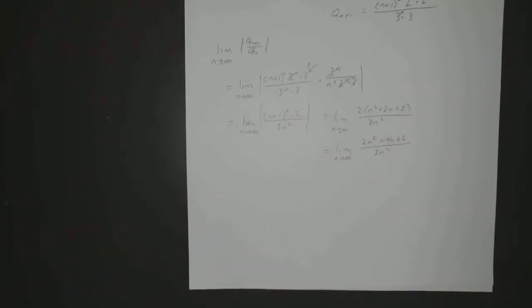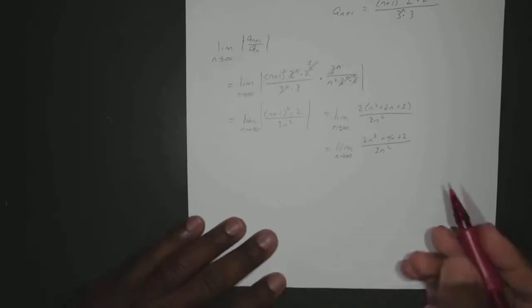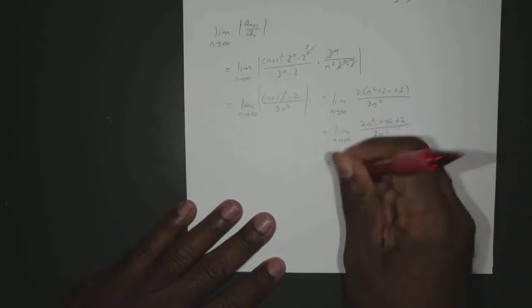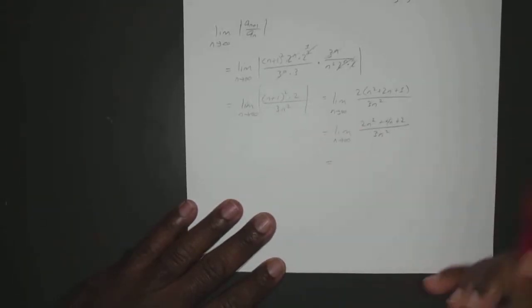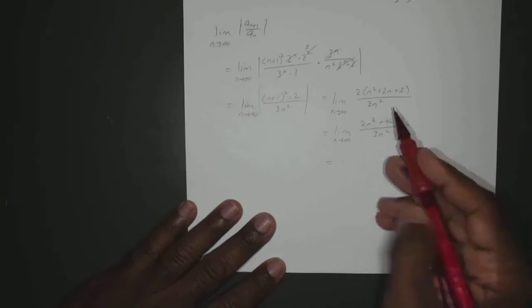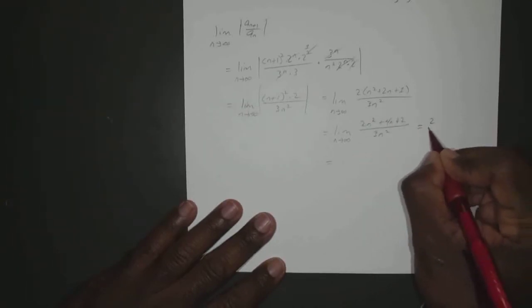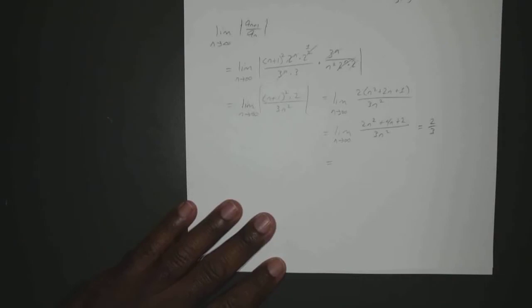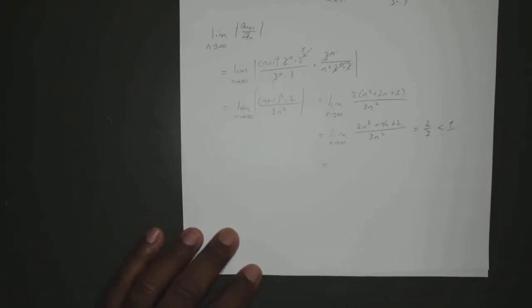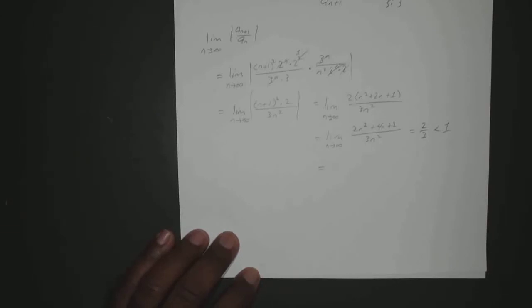There we go. Okay, so if we divide everything by n squared, we don't even really have to do that. So we divide this by n squared, this by n squared, this by n squared, and this by n squared. We end up with 2/3, which in this case is less than 1. Okay, so we know it converges.